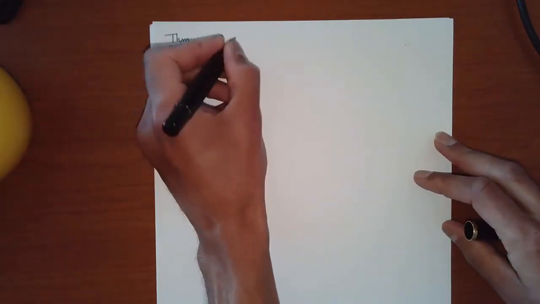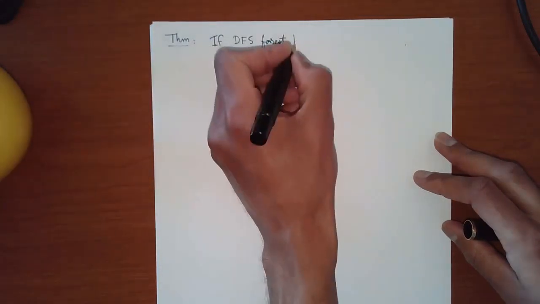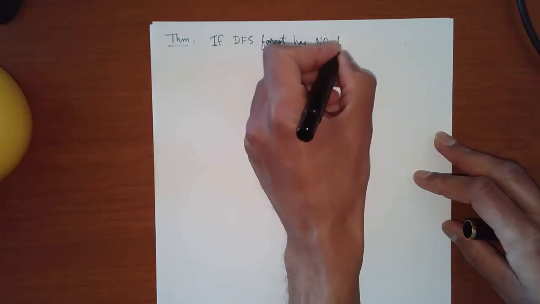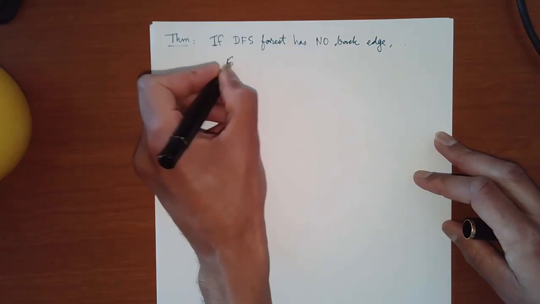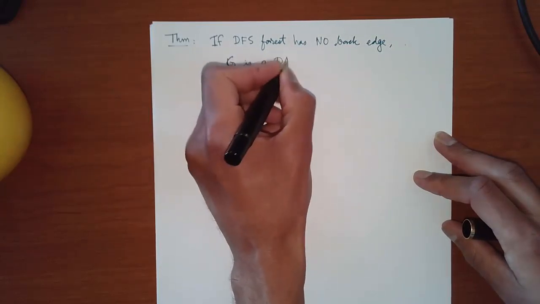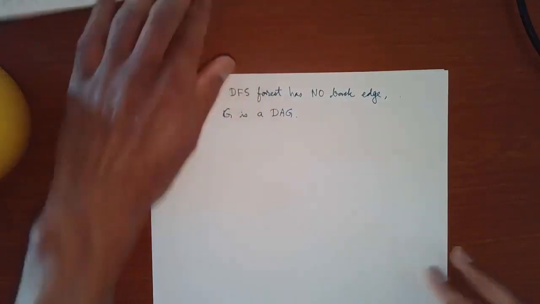Now there is a theorem that states the converse. The converse is not as easy to prove, but it says if the DFS forest has no back edge, then G is a DAG. Okay, this is not obvious. It says that if the DFS forest has no back edge, then the graph is a DAG. This is the converse of this statement.